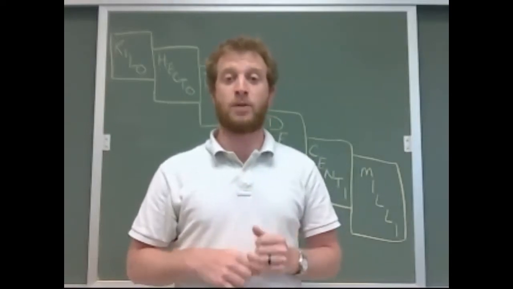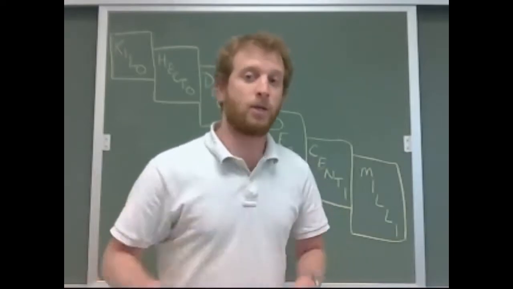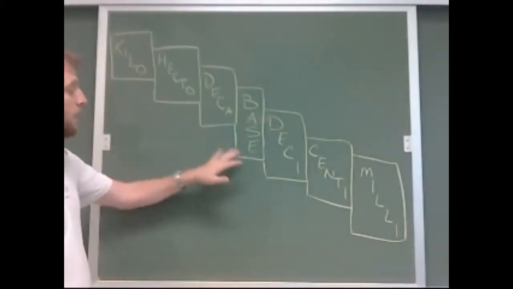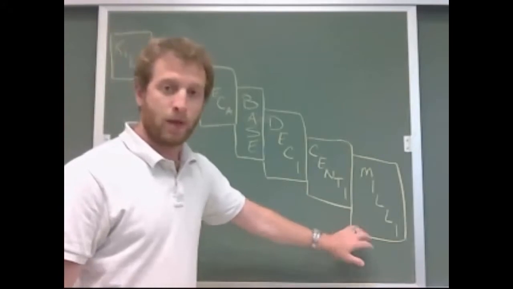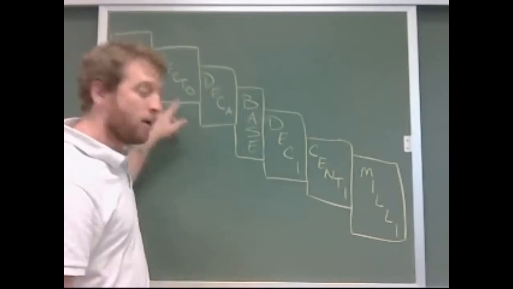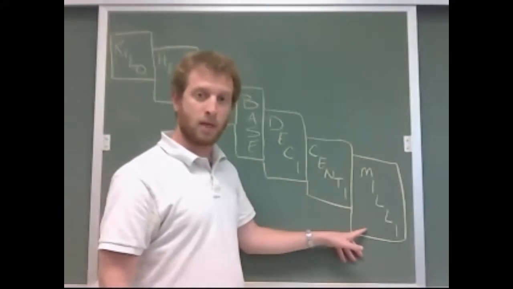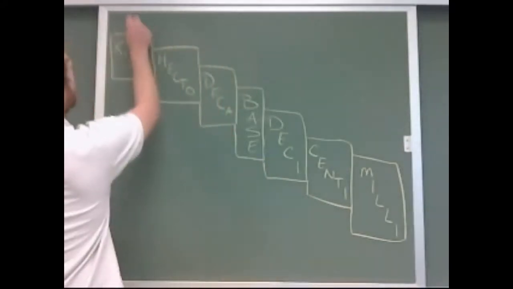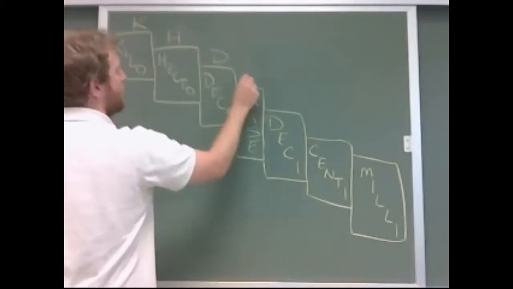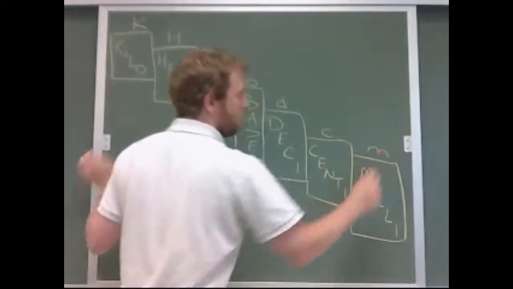Okay, remember that mnemonic device we had. King Henry died by drinking chocolate milk. So what I did is I took that and I put it on this nice nifty table right here for us. So we have King Henry died by drinking chocolate milk. Okay, if we use the prefixes now, we've got kilo, hecto, deca, base, deci, centi, milli. If you take a look, we've got King Henry died by drinking chocolate milk.